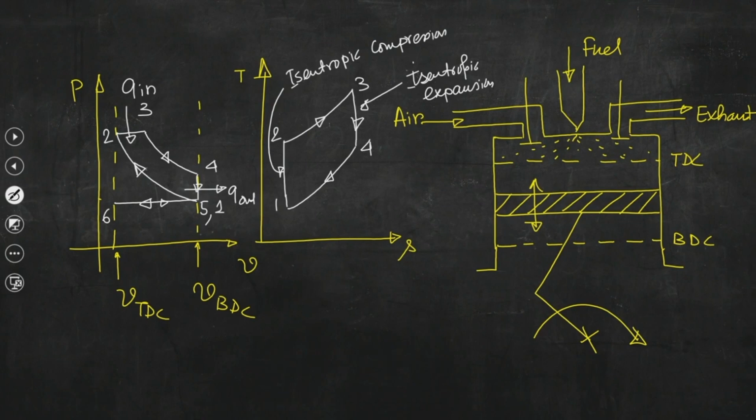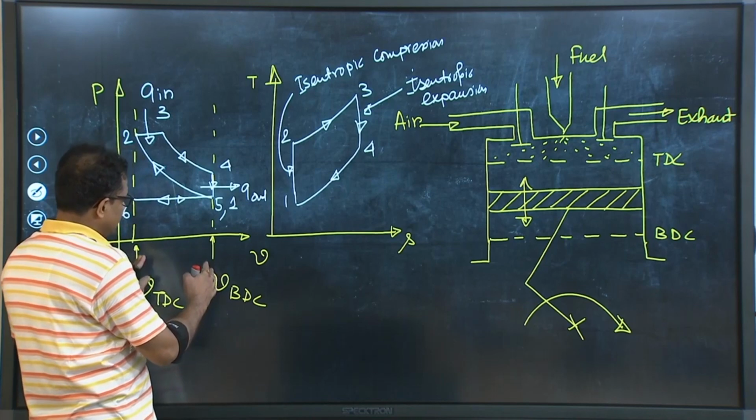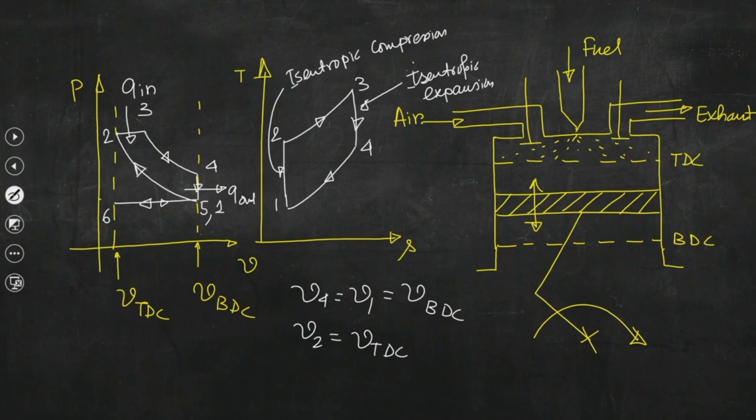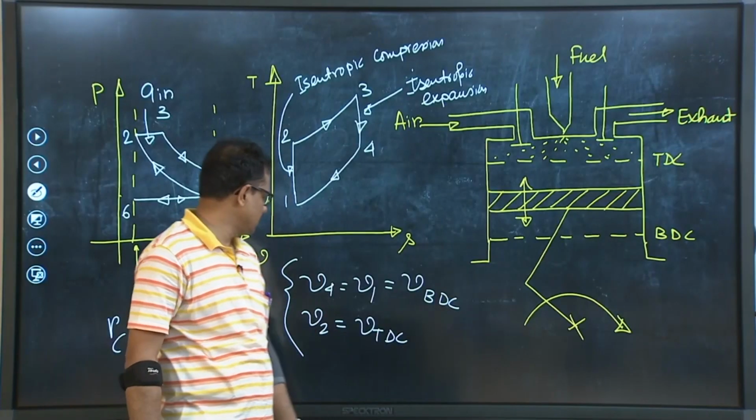One thing I would like to tell you, so you can see that this V4 equal to V1 equal to VBDC and V2 equal to VTDC, and VBDC by VTDC, that is the compression ratio. So, compression ratio RC equal to VBDC divided by VTDC, that is what we have discussed in one of the previous classes.